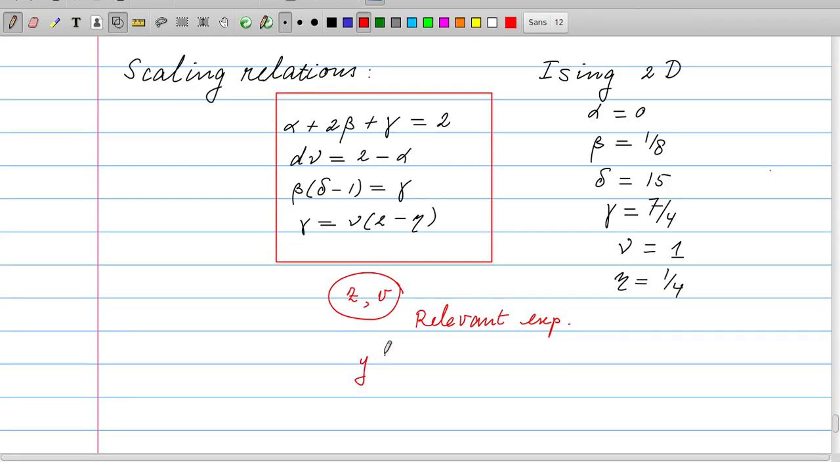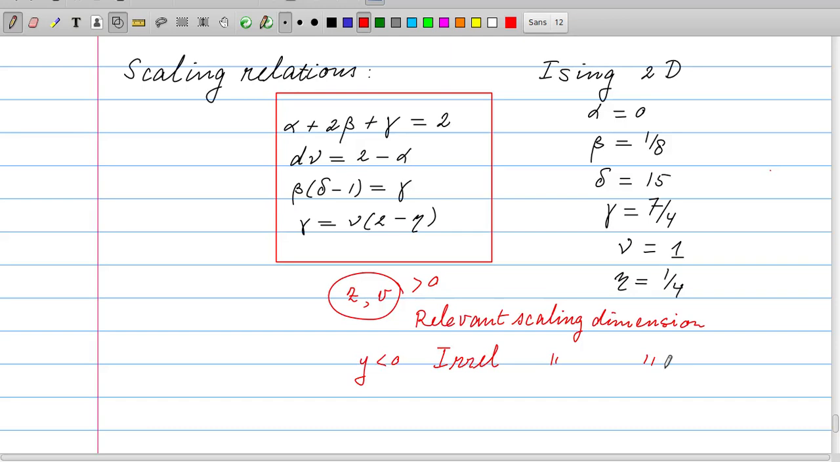The y, which was smaller than 0, while these are both positive, is called an irrelevant exponent because it does not influence the value of the critical exponent. And that completes the discussion of the renormalization transformation and how it explains these scaling relations.